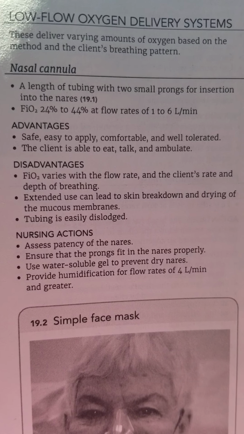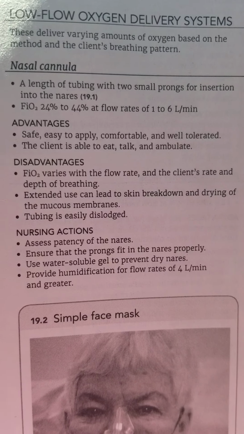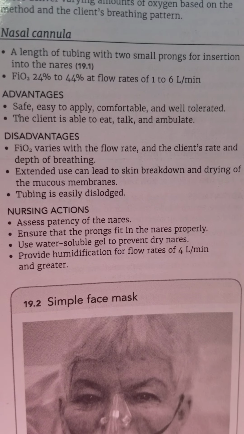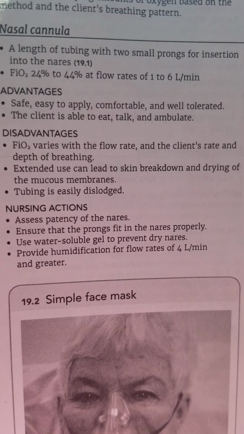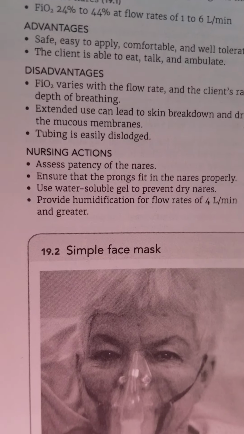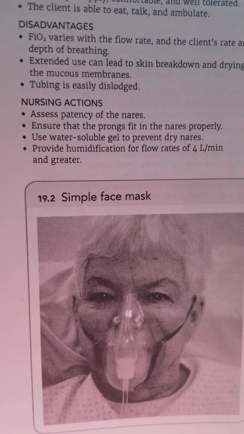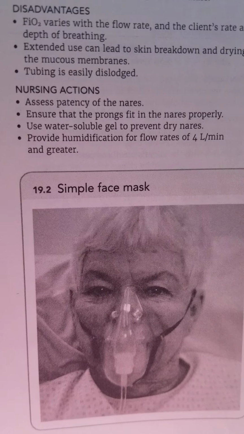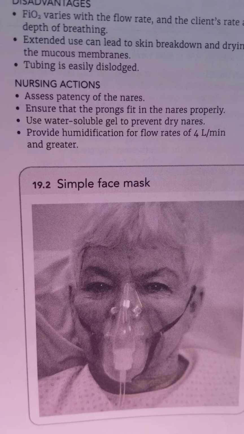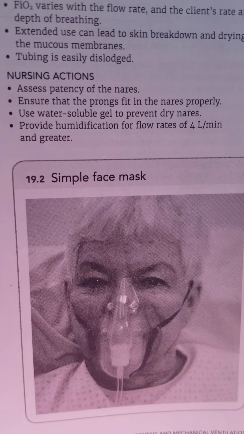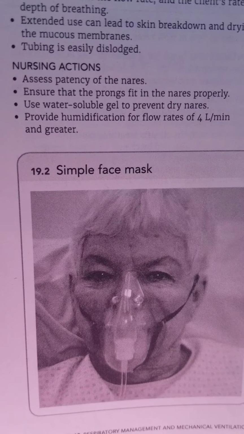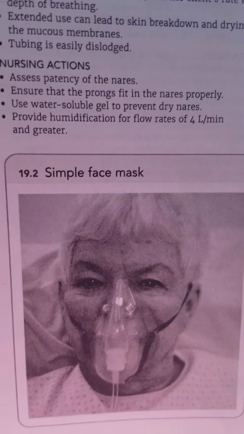Disadvantages are that the FiO2 varies with the flow rate and the client's rate and depth of breathing. Extended use can lead to skin breakdown and drying of the mucous membranes. Tubing is easily dislodged. Nursing actions would be to assess the patency of the nares, ensure that the prongs fit in the nares properly, and use a water-soluble gel, not oil, only water-soluble gel, to prevent dry nares. Provide humidification for flow rates of 4 liters per minute or greater.